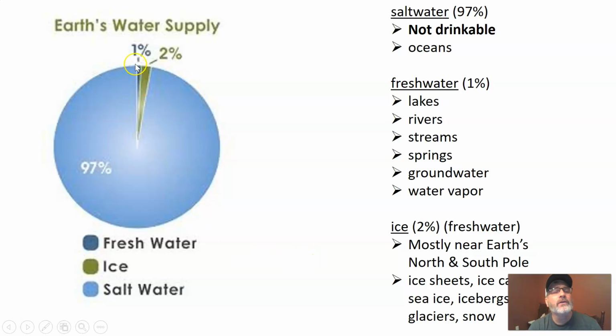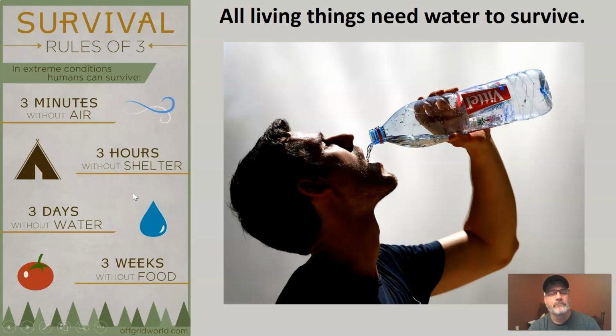Okay? And then when we look at this very tiny darker blue sliver here, this is actually Earth's fresh water. So this is the water that we often think of. This is lakes and rivers and streams and springs and groundwater and even the water vapor in the atmosphere. But when we consider that 97% of Earth's water is not drinkable, that should be meaningful for us. We have a very tiny amount of drinkable water.